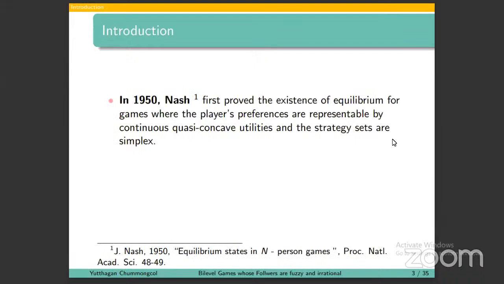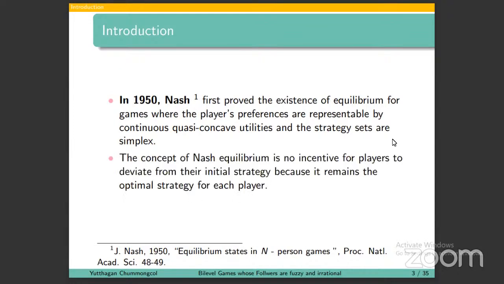Nash first proved the existence of equilibrium for games where the players' preferences are representable by continuous quasi-concave utility and the strategy sets are simplices. And the concept of Nash equilibrium is that there is no incentive for a player to change from a strategy because it remains the optimal strategy for each player.